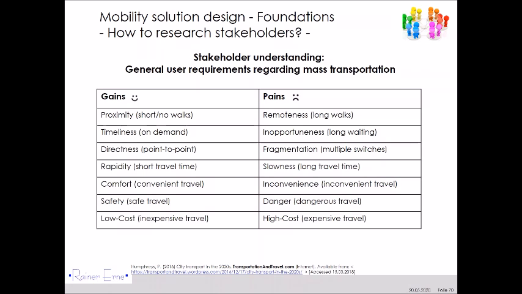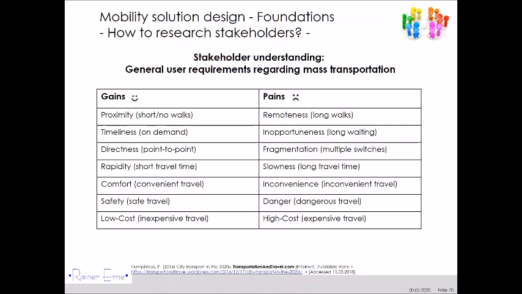The difference with the different stakeholder segments is they have different priorities. There are some user segments which would choose convenience over timeliness or proximity.